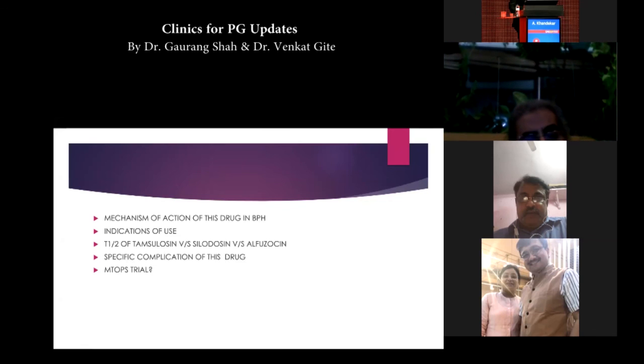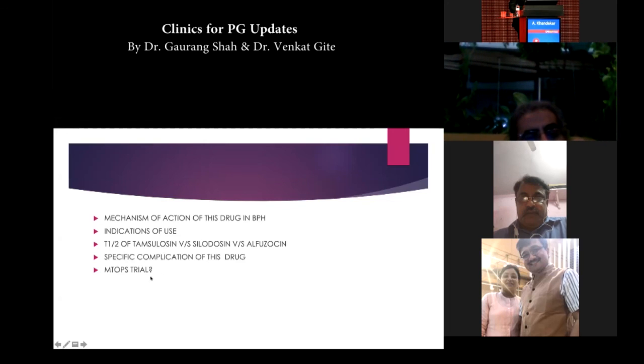What is retrograde ejaculation? Earlier it was called retrograde ejaculation. Now it is called what? Anejaculation. What is the difference between the two? Sir, in retrograde ejaculation, the patient complains of passing semen along with the urination post-micturition, and anejaculation is the absence of ejaculation. Okay, so please remember, nowadays it is not retrograde ejaculation, it is anejaculation.